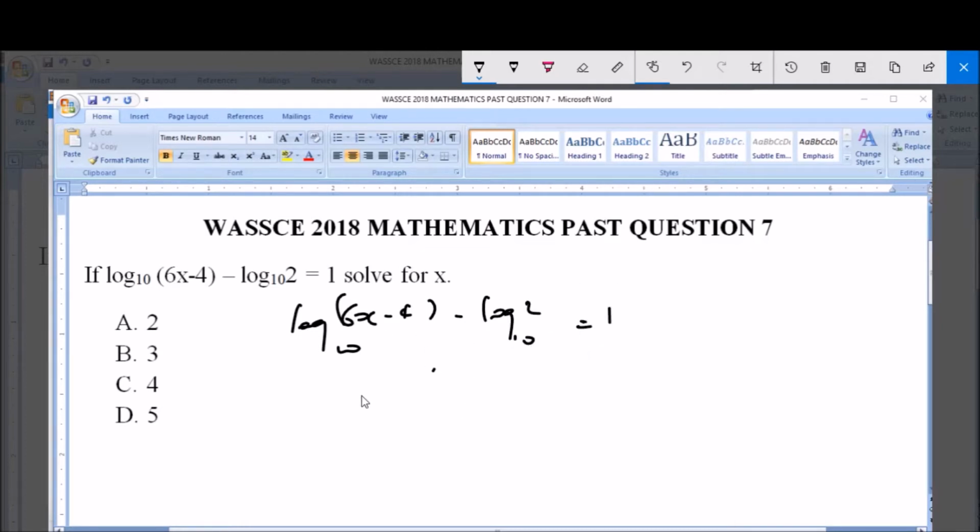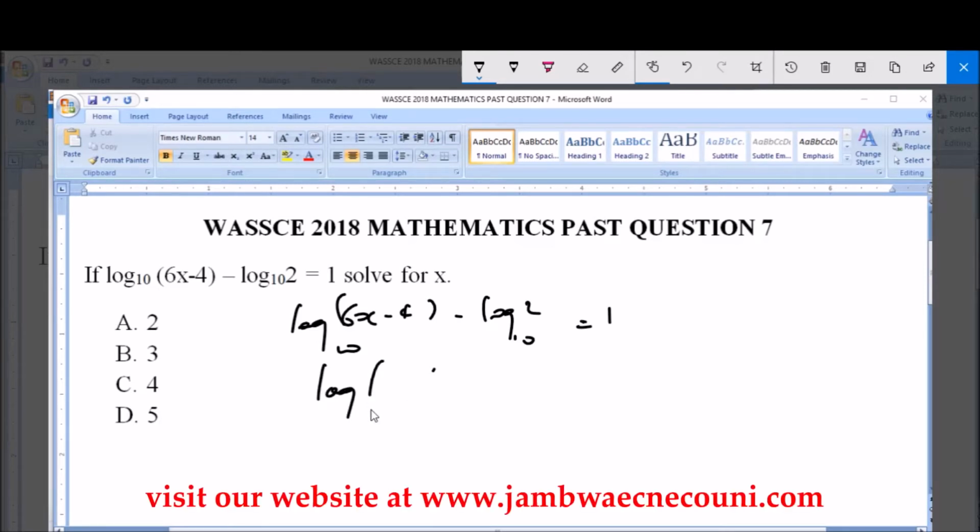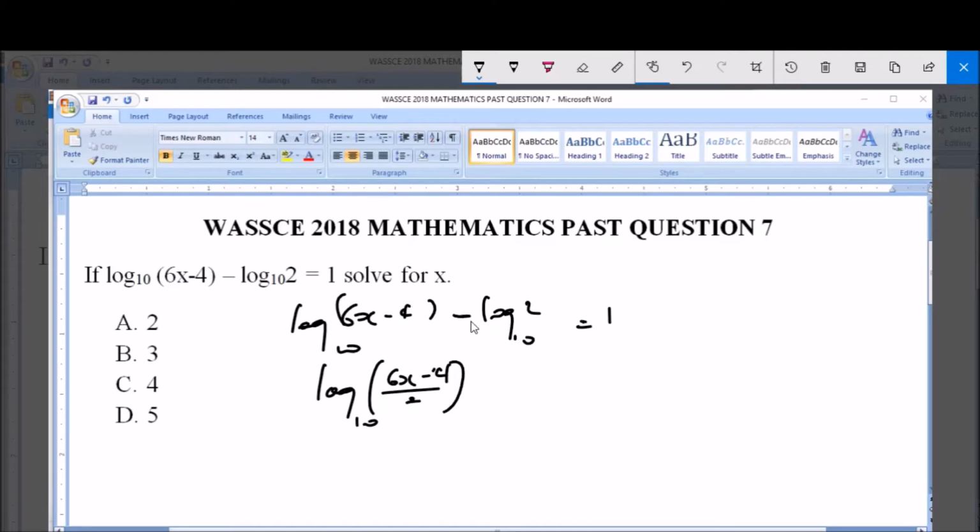Now from this we can see that this is given as log (6x minus 4) all over 2 base 10. Since you have the same base, and due to this negative sign, we divide. And if it is plus, we multiply. And this is equal to, now 1 is equal to what? Log 10 base 10. Log 10 base 10 is equal to 1.